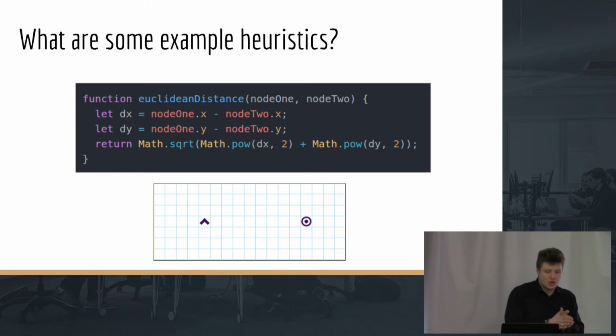Similarly, if you could turn 360 degrees, so you could go in any direction, you could apply the Euclidean distance heuristic, which is just Pythagoras' theorem.